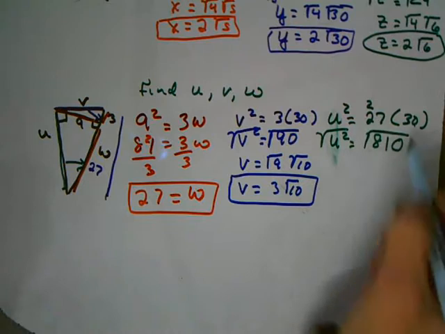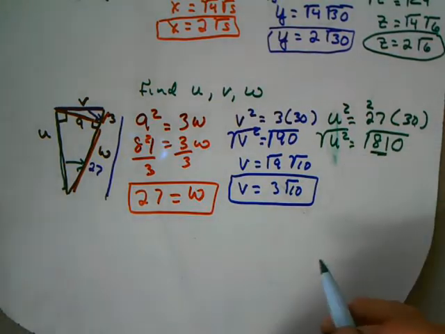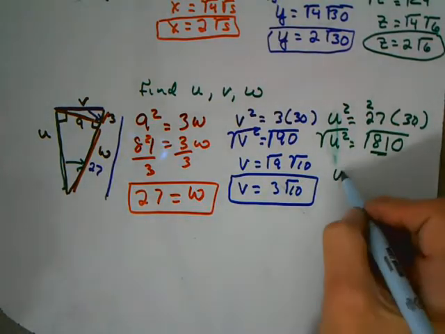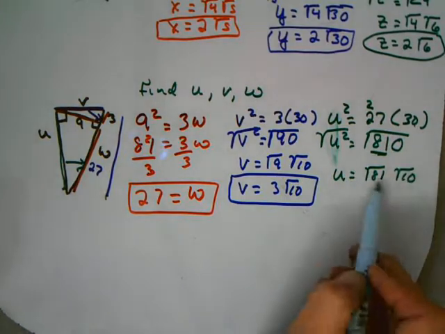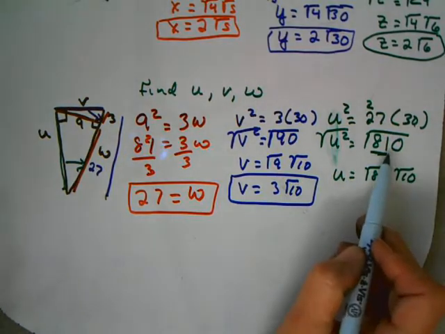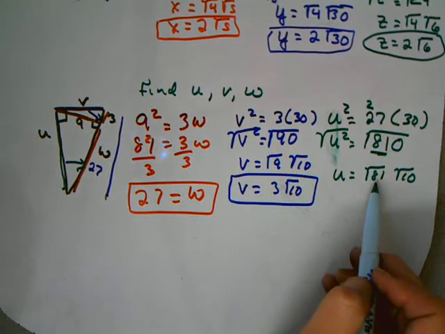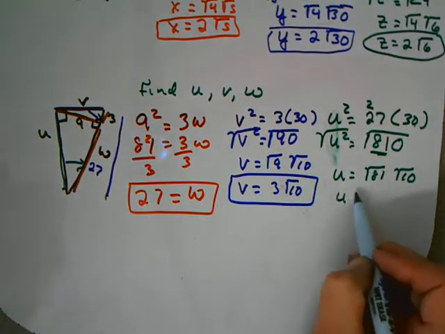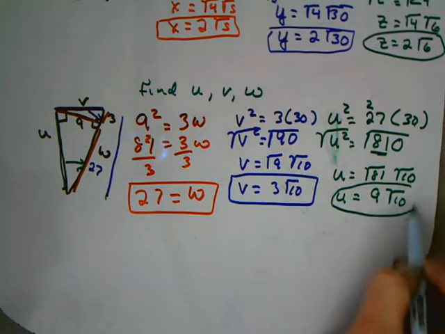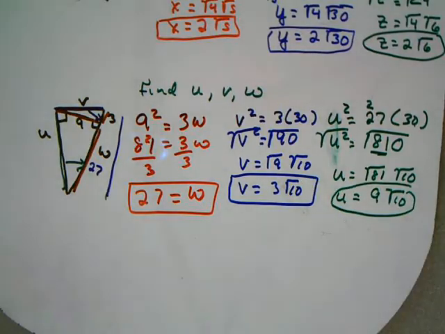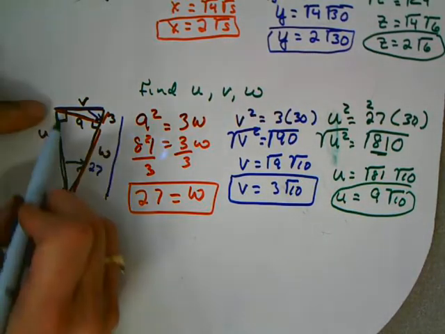Now when I square root this, I see that I have a perfect square here in 81. So U is going to be the square root, and I'm going to say 81 times 10, because 81 times 10 is 810. And then that perfect square, 81, can be square rooted. The square root of 81 is 9. So I end up with 9 times the square root of 10.